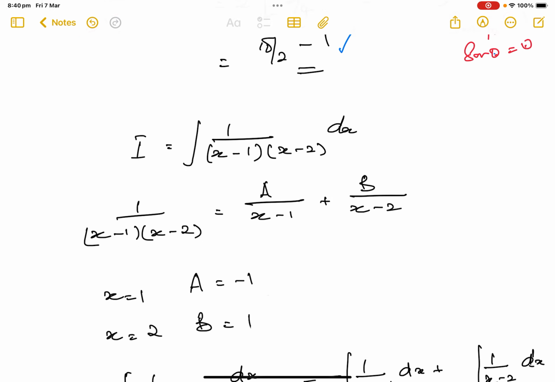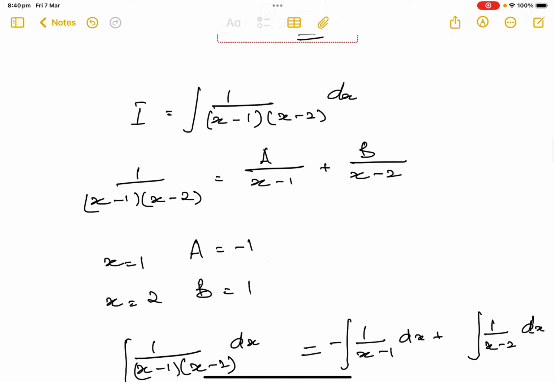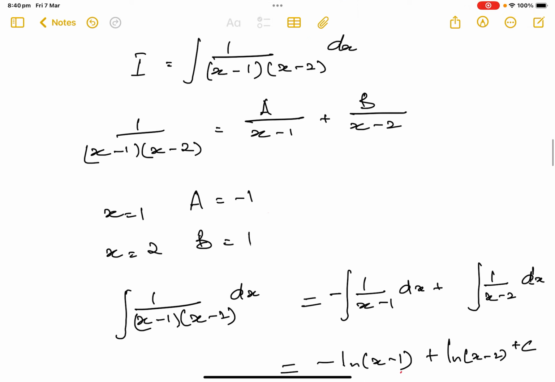Right, I again just call it I, the integral of 1 over (x minus 1)(x minus 2). So we need to change it into a single quotient function. Using the partial fraction method, 1 over (x minus 1)(x minus 2) equals a over x minus 1 plus b over x minus 2. You can find a and b in a formal way, but I just want to go straight, not wasting time on algebra.